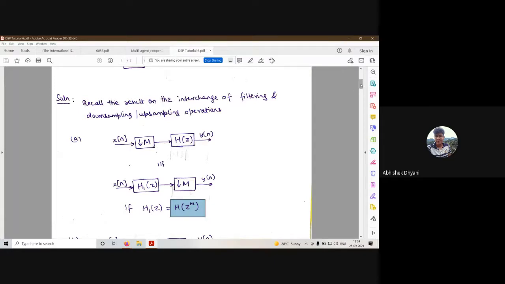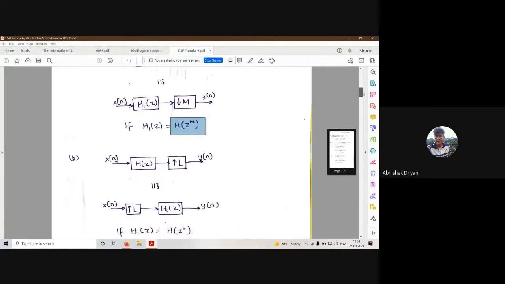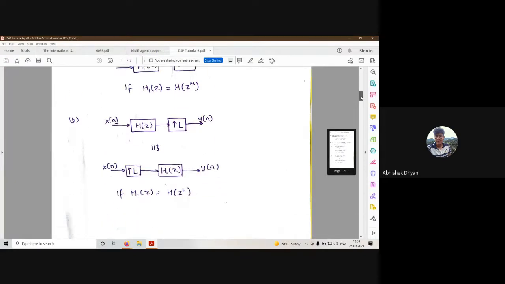There was another result where we had an upsampler of rate L. When we have H(z) and L, and we want to replace it like this, moving L to this side and H(z) here, then if this is some H1(z) which is equal to H(z) raised to the power L, the two block diagram representations are equivalent. So using these two, we will solve this question.